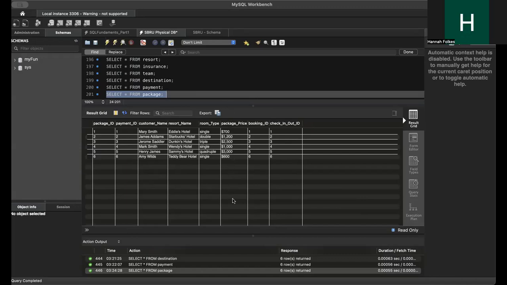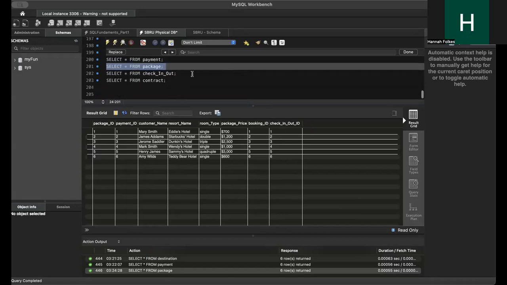And then the next column we have is the package price. The package price is the total price it will cost you to stay in that room. So we determine the package price based on the amount of days that you have requested to stay in the hotel room and the rate it costs to stay per night in that hotel room. So we multiply how much it costs to stay in that room per night times the amount of days that you're staying there to give you your final package price. And the next column we have is the booking ID number and the check-in and check-out ID number.